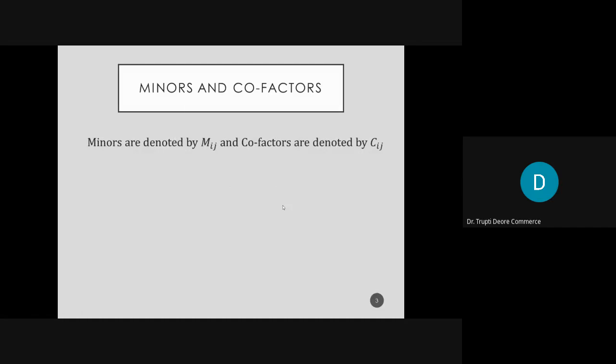So what are minors? Minors are denoted by Mij and cofactors are denoted by Cij. That is, i means rows and j means column. The ith row and the jth column. It means the number of the row and column you are counting for the calculation of the minor or cofactor.